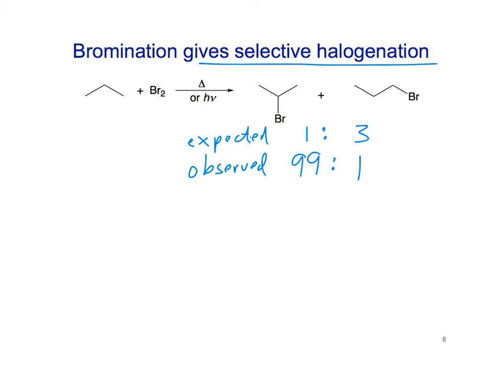Okay? What kind of selectivity do we have going on here? What do we call it? It's regioselectivity, right? This is regioselective. Okay, so why? Why is bromination so much more regioselective than chlorination?